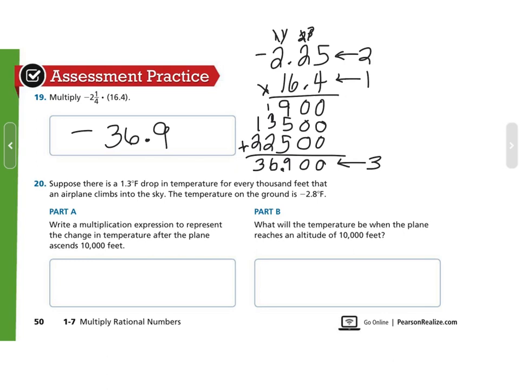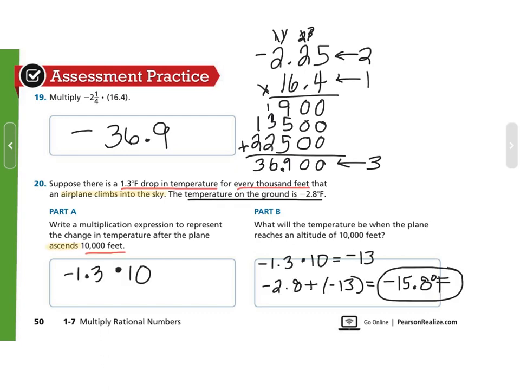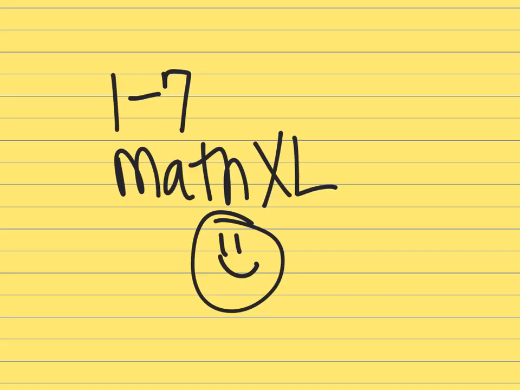All right, there's number 19. Notice that I chose to change the negative 2 1/4 to a decimal before I multiplied, and it's negative times positive, so your answer is negative. And go ahead and take a look at question 20 and parts A and B that go with that. And I think you're ready to get started on your assignment, which is in your Pearson Realize account.